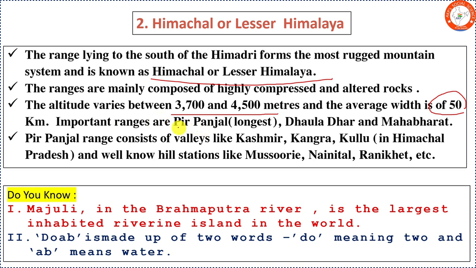Important ranges are Pir Panjal, which is the longest one. Dhauladhar and Mahabharata are the other important ranges of this Himachal. Pir Panjal range consists of valleys like Kashmir, Kangra, Kullu in Himachal Pradesh, and well-known hill stations like Mussoorie, Nainital, Ranikhet, etc. Do you know Majuli in the Brahmaputra river is the largest inhabited riverine island in the world.